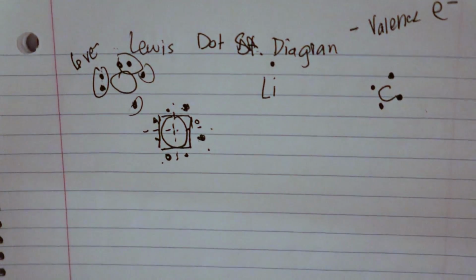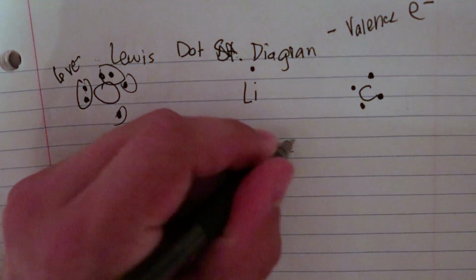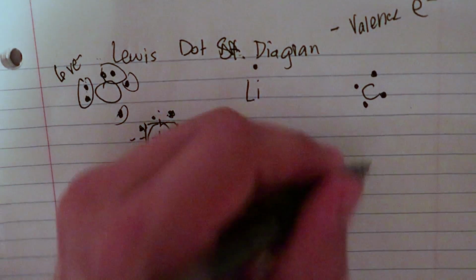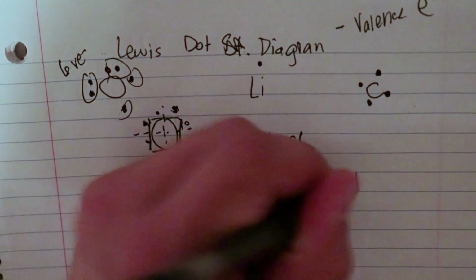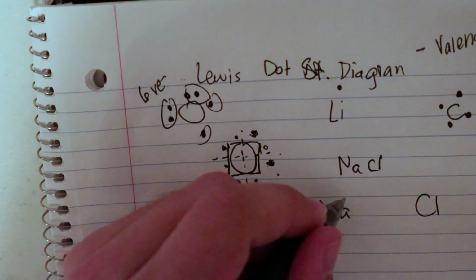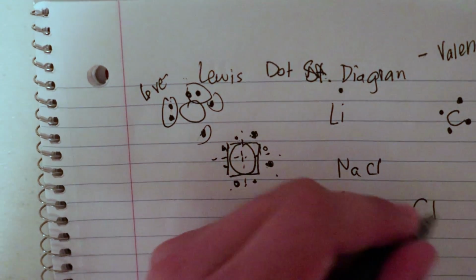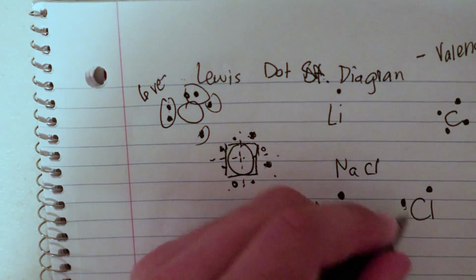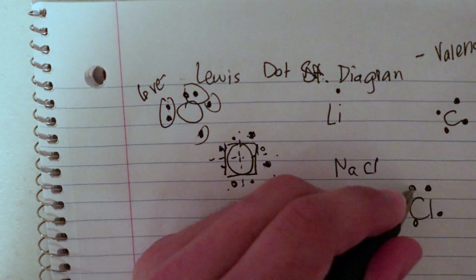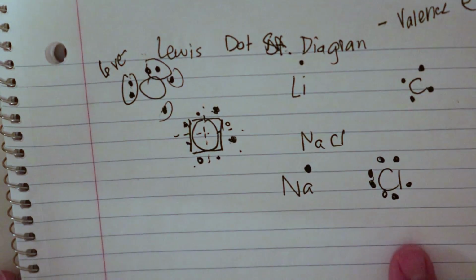Now I want to show what happens in an ionic bond. So I'm going to use the always good one, NaCl. Let's draw it for chlorine, and let's draw it for sodium. Sodium is in group 1, so it's going to have 1 valence electron. Chlorine is in group 17, so it's going to have 1, 2, 3, 4, 5, 6, 7 valence electrons.